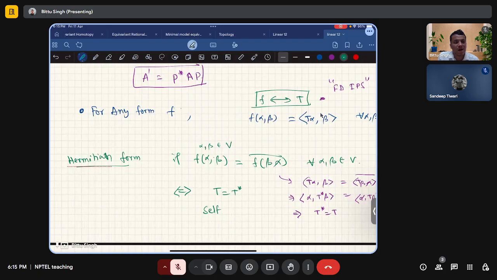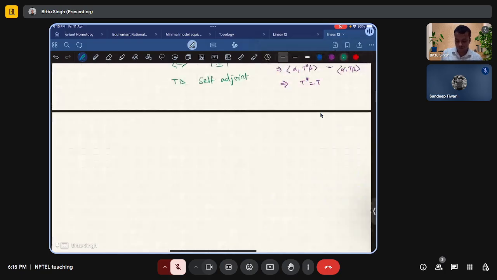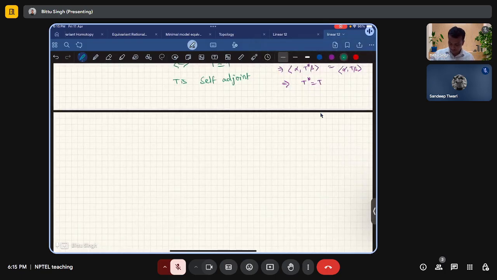For a matrix, we call it a Hermitian matrix. T is self-adjoint. Those are some interesting properties.